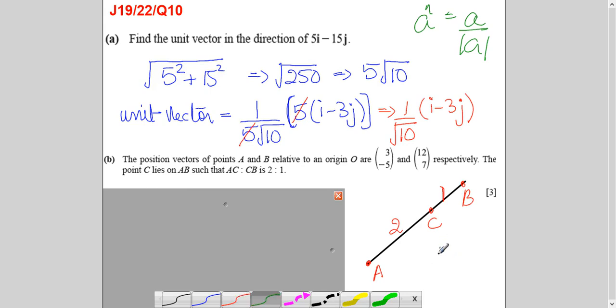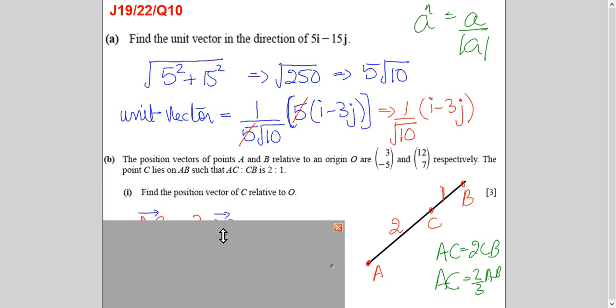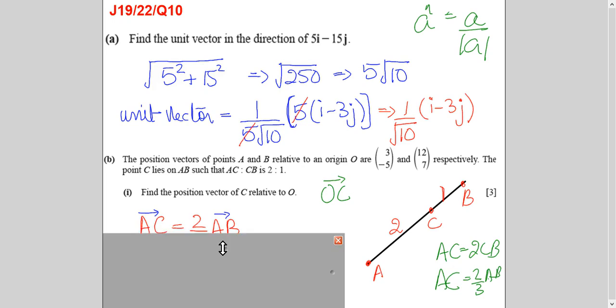So you can use, for example, AC is equal to 2 times CB, or you can use AC is equal to 2/3 of AB, and then you can get position vector C from there, right? Because the question is saying find the position vector of C relative to O. It means you have to find out the vector OC, right? So with the help of this information, you can get OC.